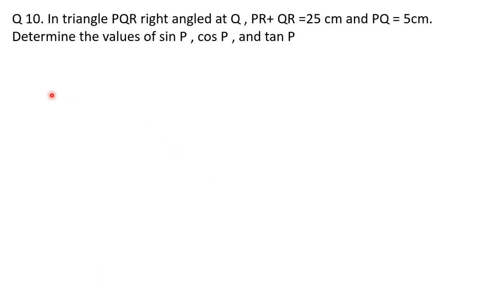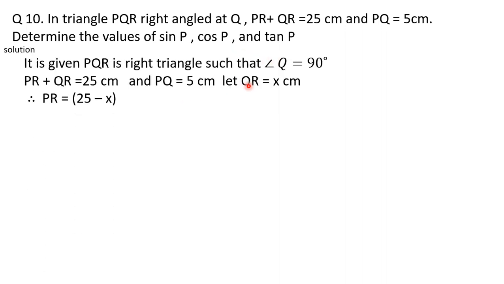Now let's solve question number 10. In the triangle PQR right angled at Q, PR plus QR is equal to 25 centimeter, PQ is 5 centimeter. Determine the value of sin P, cos P and tan P. So here we are given the right angle triangle PQR, right angled at Q, and PR plus QR is equal to 25 centimeter, PQ is 5 centimeter, and QR.